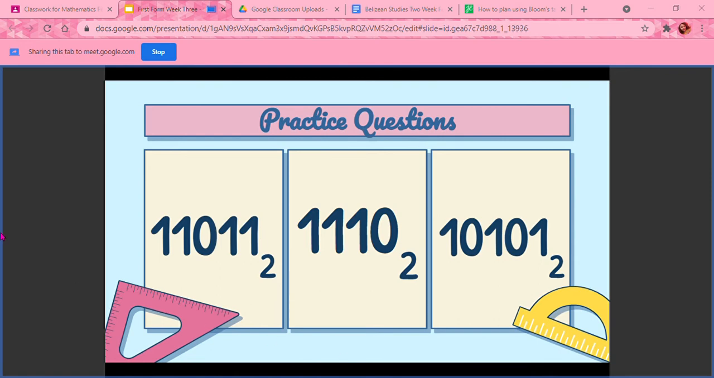So I have 3 numbers. I want you guys to write down these numbers exactly as they appear here. Because if you confuse a 1 and a 0, well, guess what? We're going to get a wrong answer, right? So the first one is 11011. The second one is 1110. And the third one is 10101.